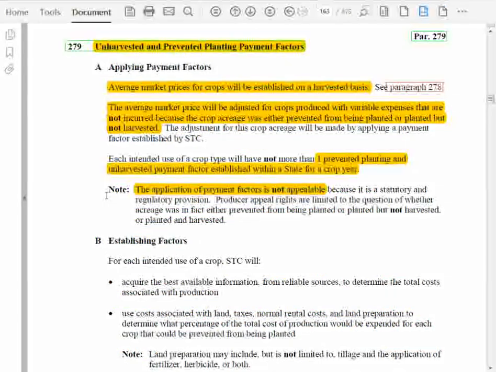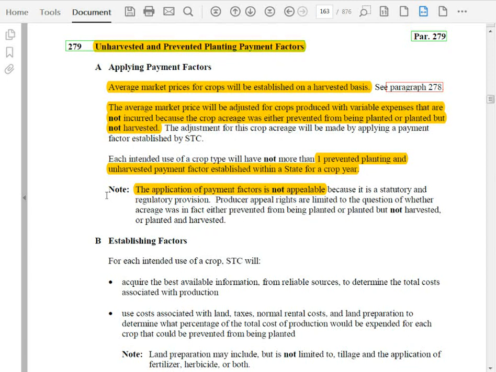So we just talked about the different prices that we set and how those can impact a producer's coverage. We're now going to be looking at these things called payment factors. Payment factors are applied to a claim to try and better account for the actual expense borne by the producer. As we discussed in an earlier video, somebody that was prevented from planting the crop will not have borne all the same expenses as someone that has planted the crop or somebody that's also taken the crop to harvest.